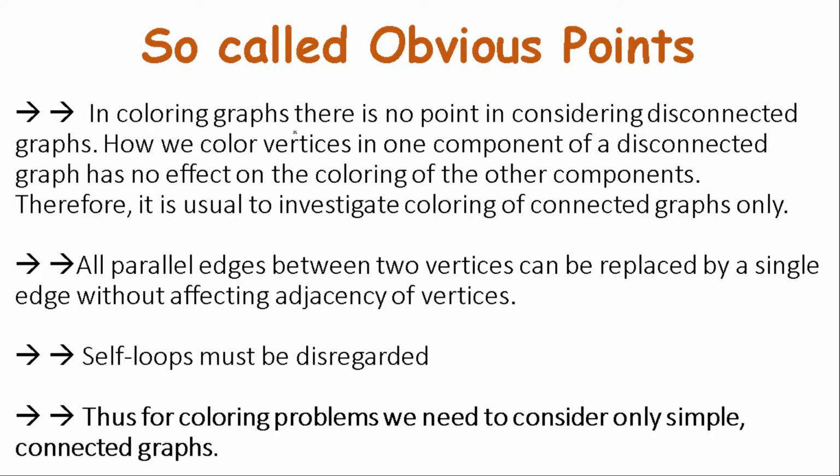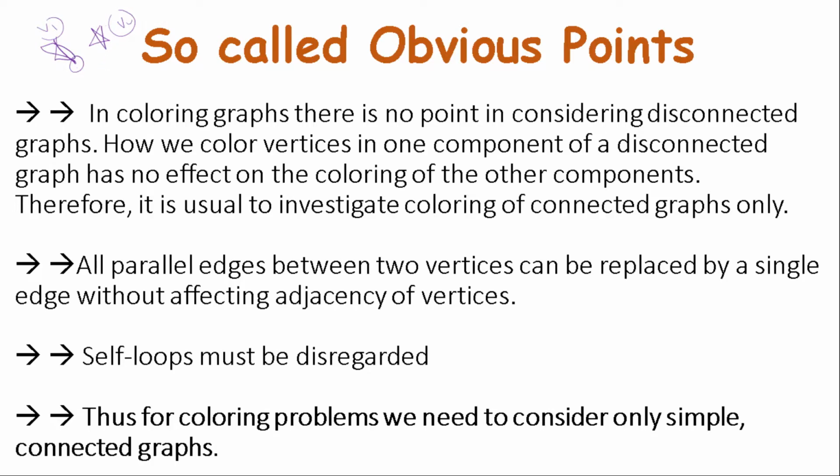So in coloring graphs, there is no point in considering a disconnected graph. Why? Because you have two components. Let's say this one is your first component and this one is your second component. If you color one vertex of this graph, would it affect the other graph? Here you do have an edge, but if you choose a vertex v1 from this graph and a vertex v2 from this graph, obviously you won't have any edge, so this won't affect the coloring of the graph at all, right?